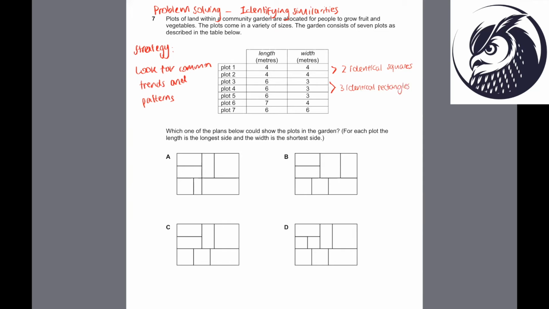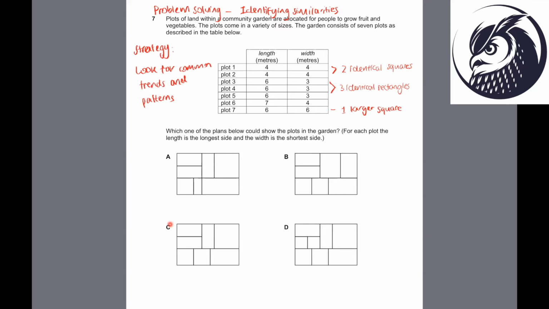And then lastly, if you draw your attention to plot number 7, which is 6 by 6. So we should also expect a larger square, right? There's one larger square. And that's going to be enough information for us to work with, okay? So now when we look at these diagrams, we know exactly what we should be looking for, right?